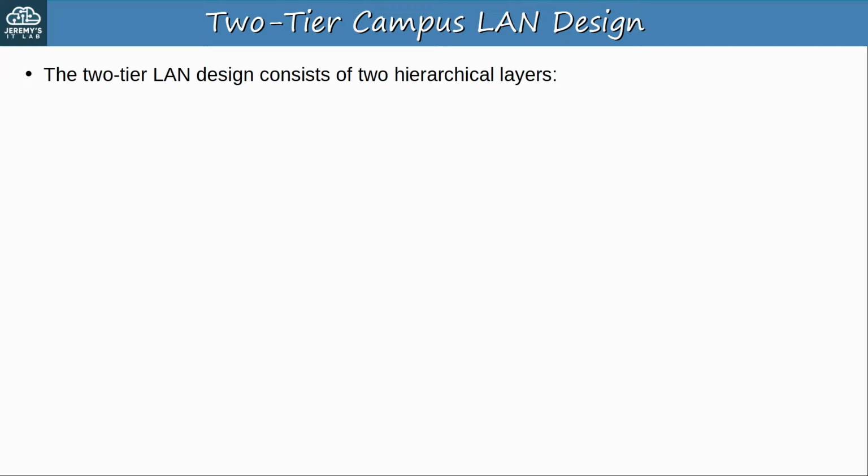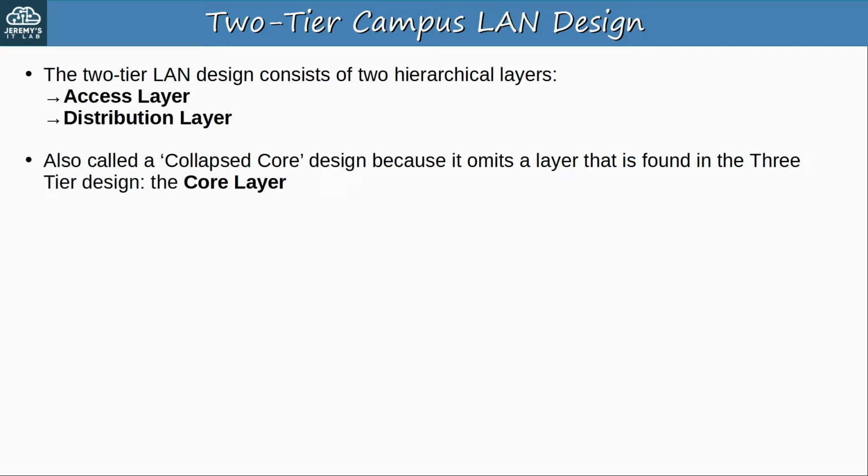First, we'll look at the 2-tier LAN design, which consists of 2 hierarchical layers, the access layer and the distribution layer. The 2-tier design is also called a collapsed core design because it omits a layer that is found in the 3-tier design, the core layer. Or more accurately, it combines the two together into one layer. So in the next slide, I'll show you an example of a 2-tier design, but first let me summarize each layer. First, the access layer.